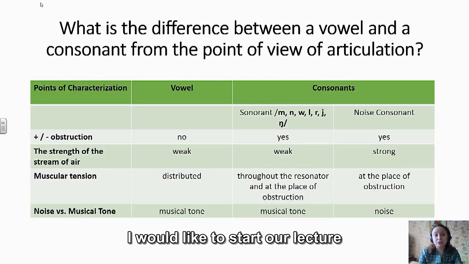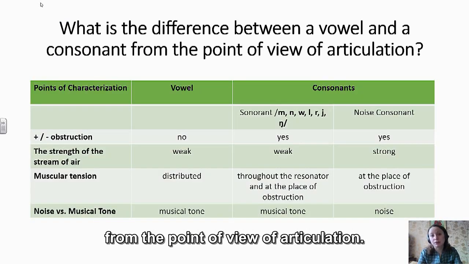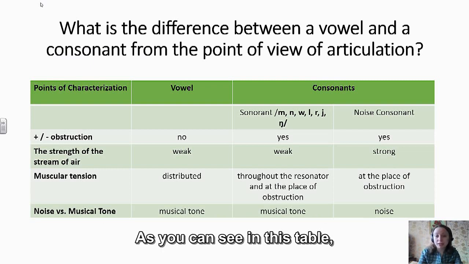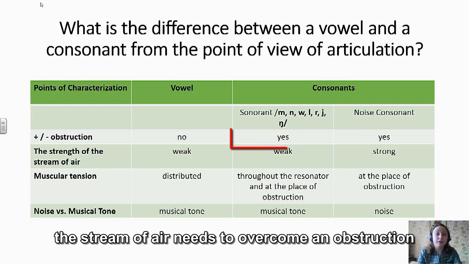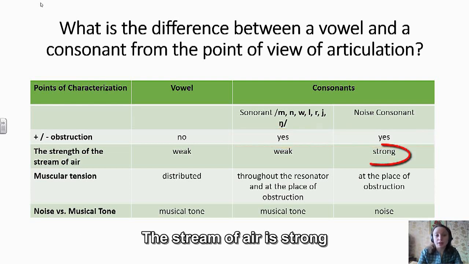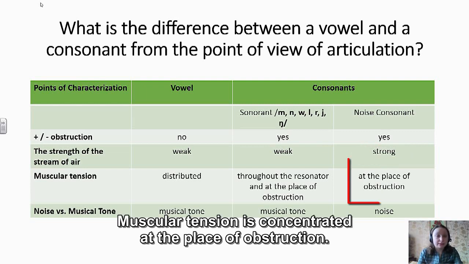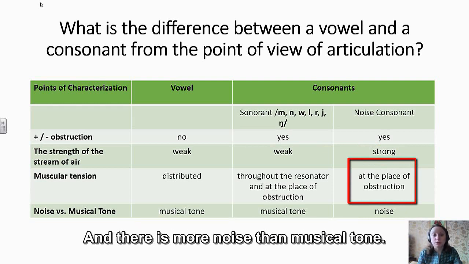I would like to start our lecture by remembering the difference between a vowel and a consonant from the point of view of articulation. As you can see in this table, a consonant is a speech sound in the production of which the stream of air needs to overcome an obstruction when it goes out. The stream of air is strong because in most cases it needs to break this obstruction. Muscular tension is concentrated at the place of obstruction, and there is more noise than musical tone.